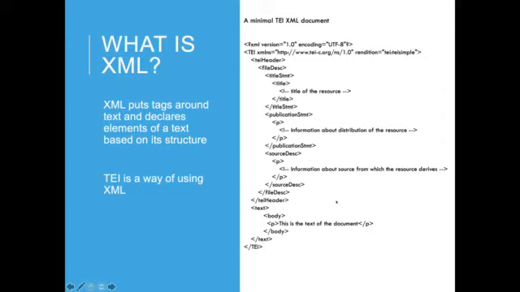This is what a minimal TEI XML document looks like. It's a bit forbidding, but basically you've got the title of the resource here. You've got some other information about the distribution, the source of the document, and then here you've got the text. So this is all you need to create a simple TEI XML document. There are tools around that will help you with how to do this, and we'll be talking about some of them later on.